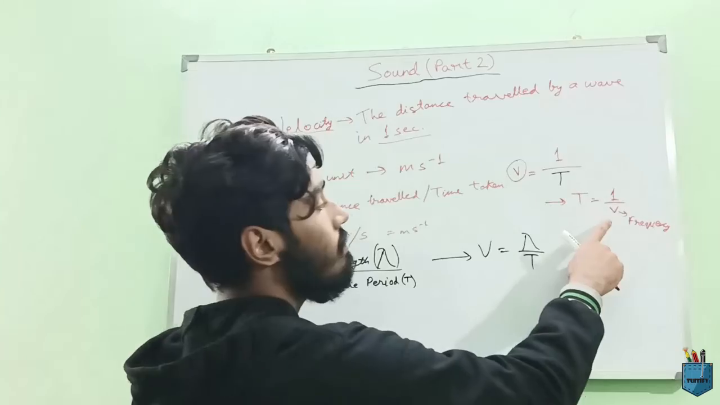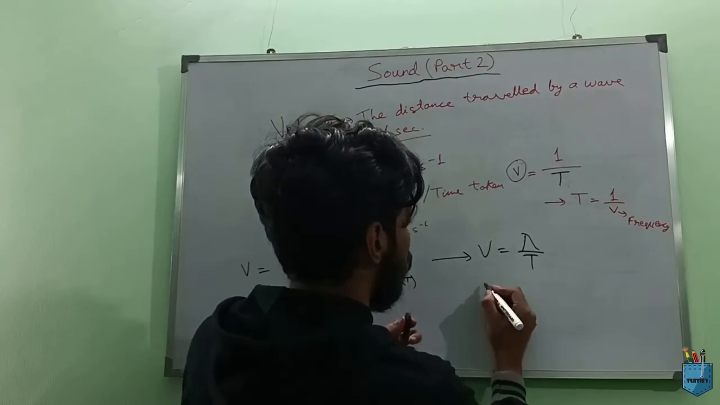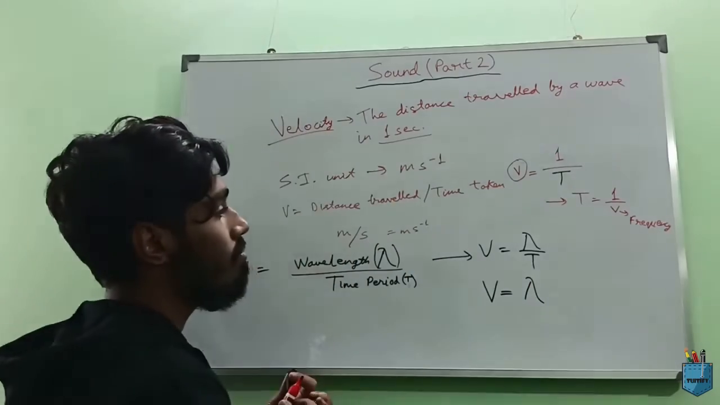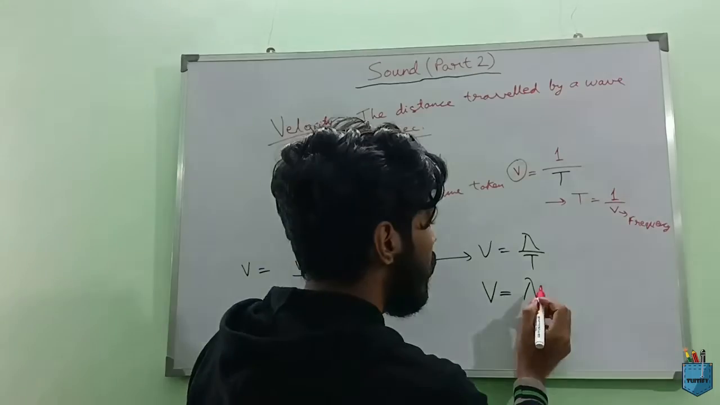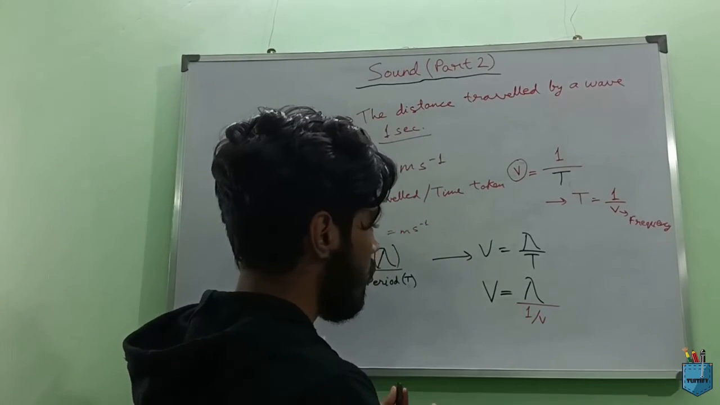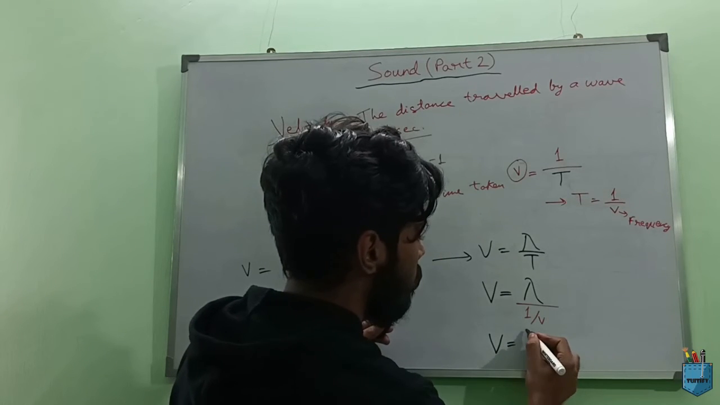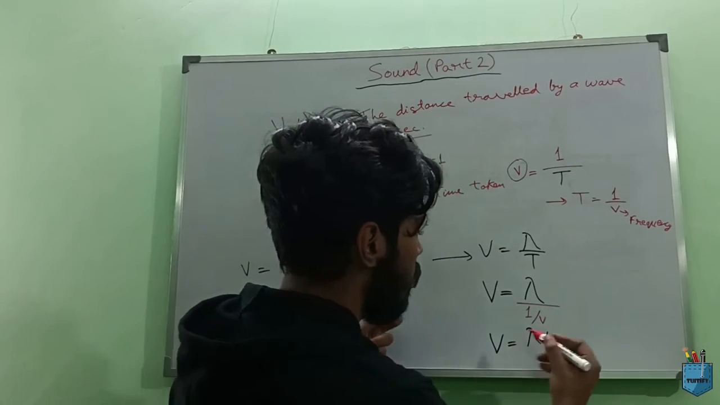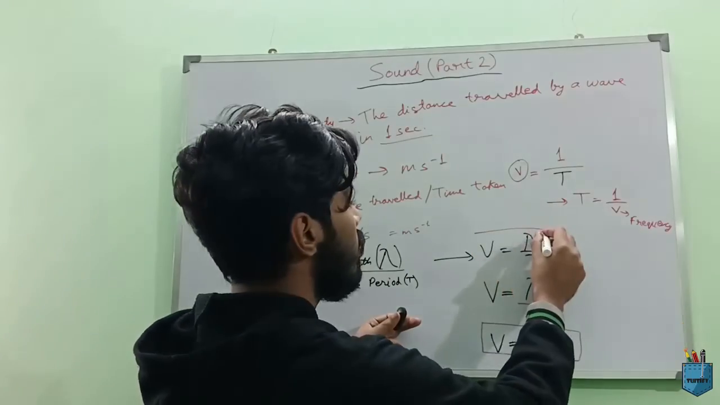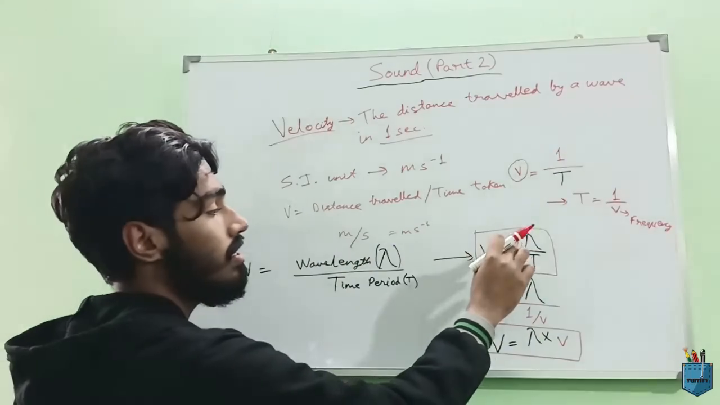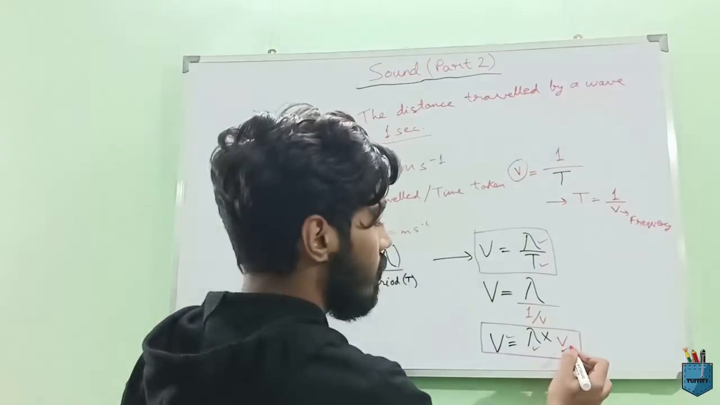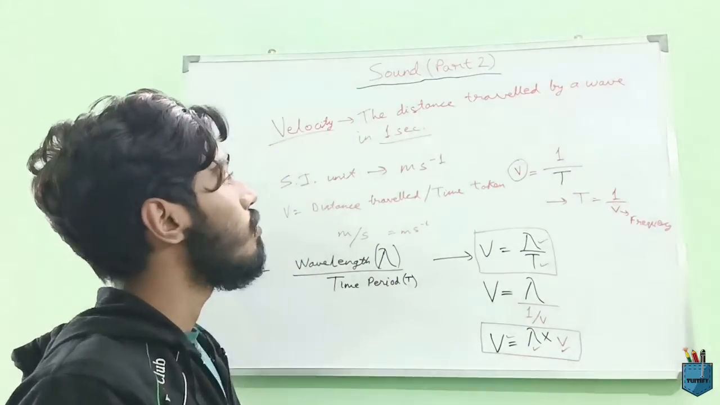Now if we substitute the value of T here, we get that v, in black ink, which is velocity, is equal to lambda by 1 by small v, which is frequency. From here we get velocity is equal to lambda into small v, frequency. So here we get two formulas: velocity is equal to wavelength by time period, and velocity is also equal to wavelength into frequency. So in today's class we will learn this much only.